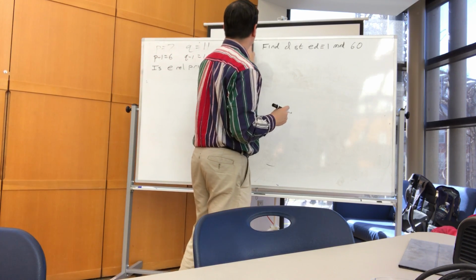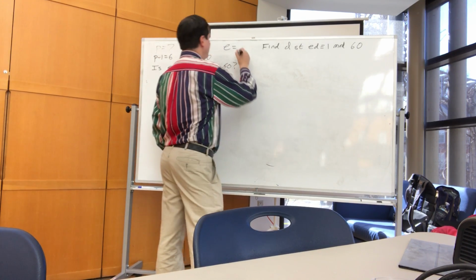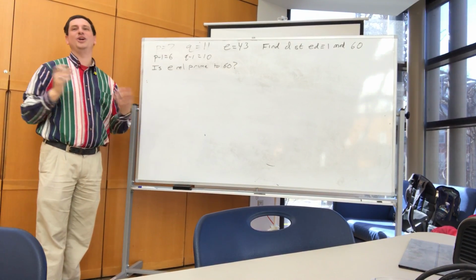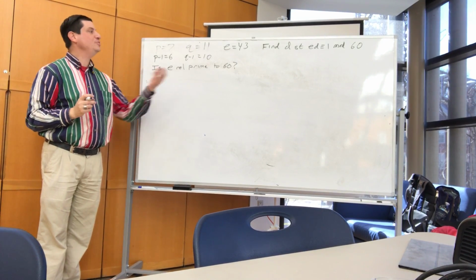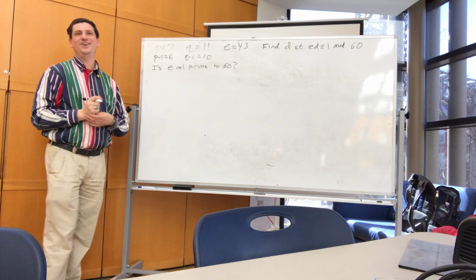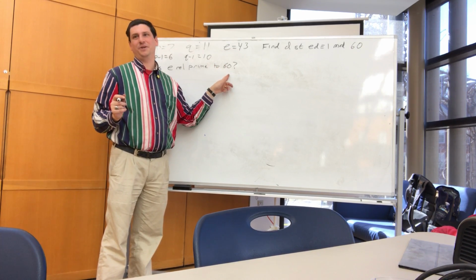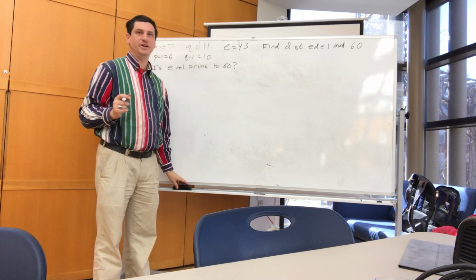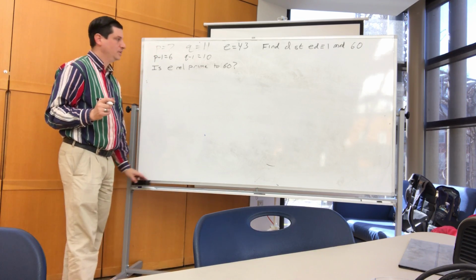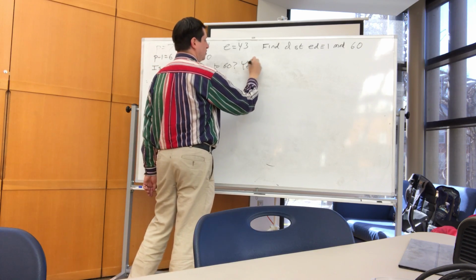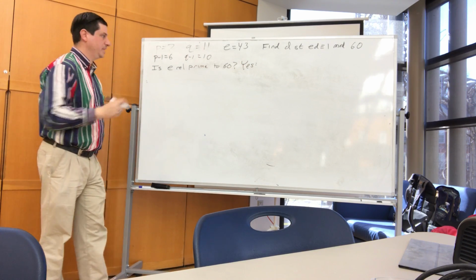Let's try 61. Well, let's go 43. I don't want to choose too small a number. But now I'm choosing E to be prime. Because I chose E to be prime, I know it's going to be relatively prime to 60, since you can't have a common factor. So now, is E relatively prime to 60? Yes. So now I play the Euclidean algorithm game.